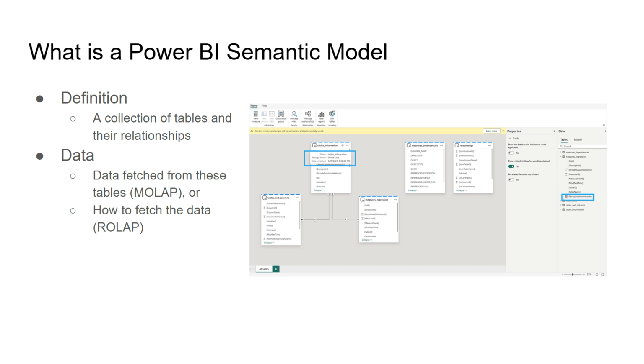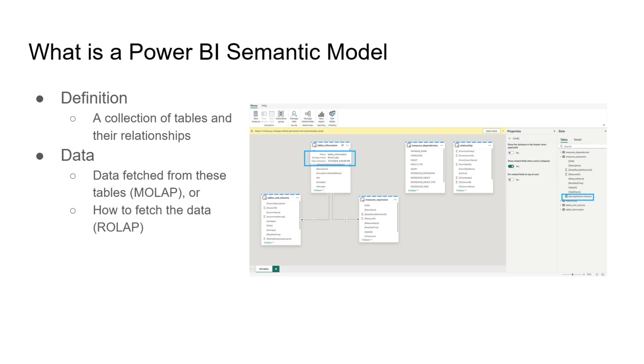So you will bring in a list of tables and tell Power BI, in this semantic model, these are the tables that we'll be utilizing, and these are their relationships. With this definition, that's good enough to start a rollup, right? The relational OLAP. But it's also possible that you want to bring in data.